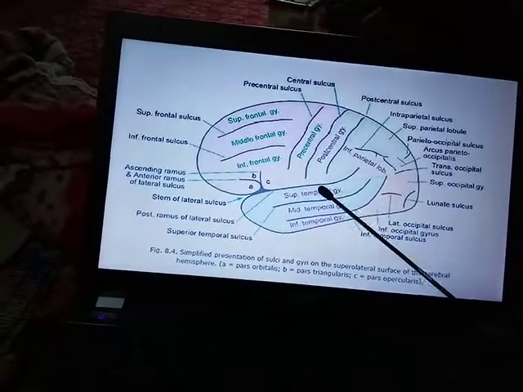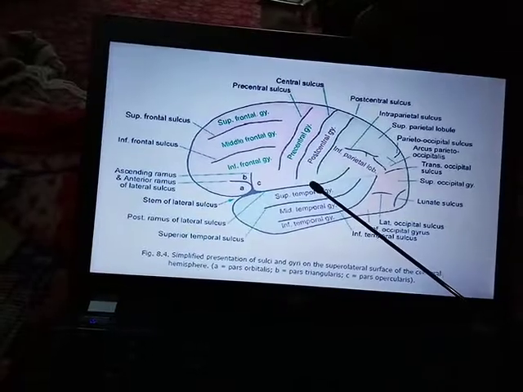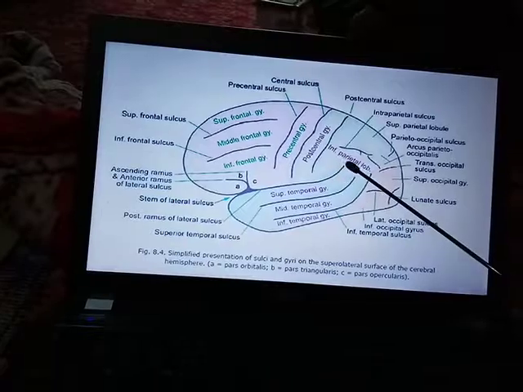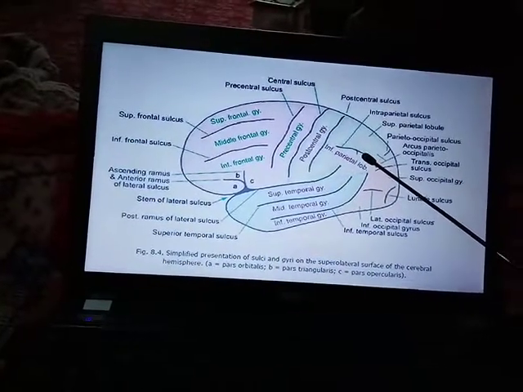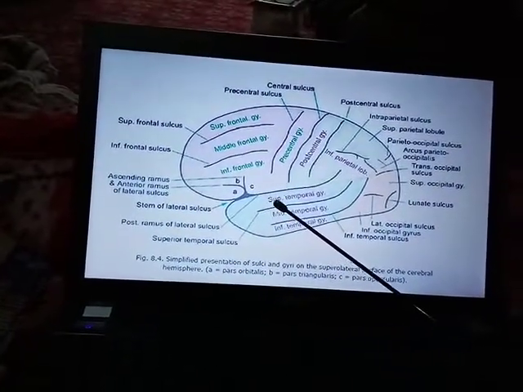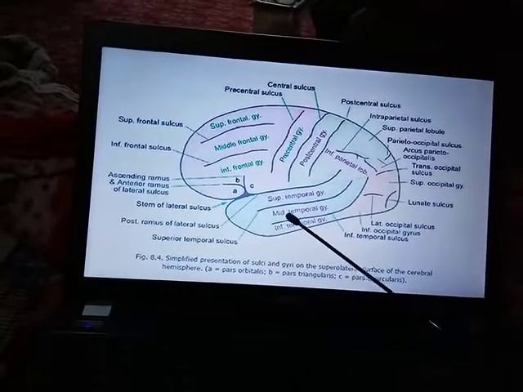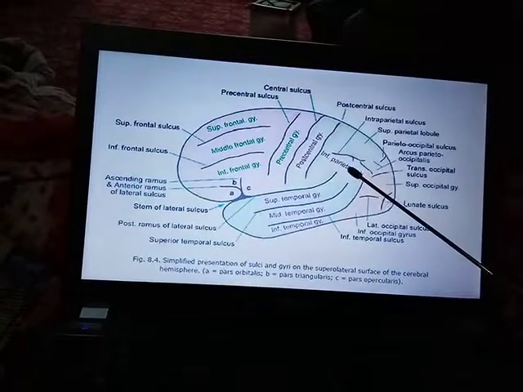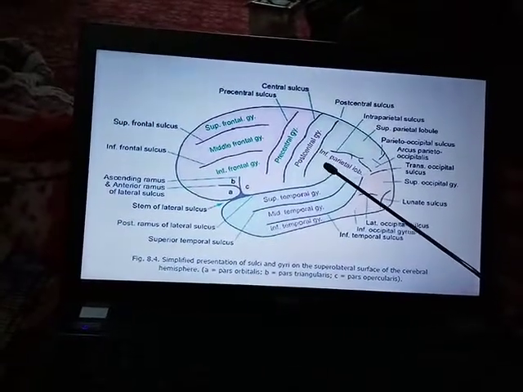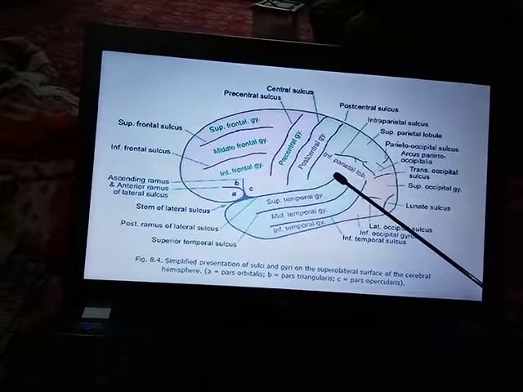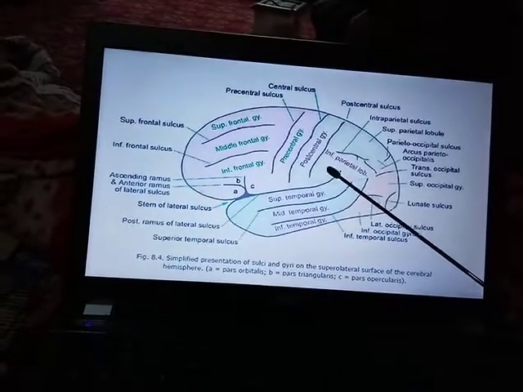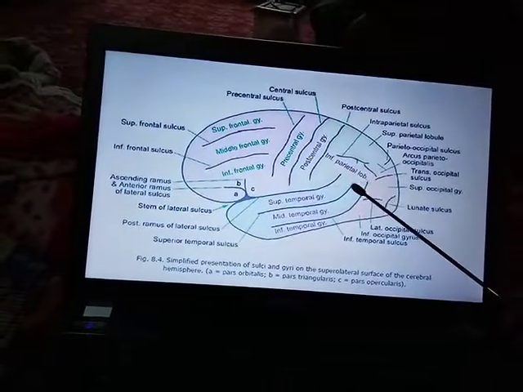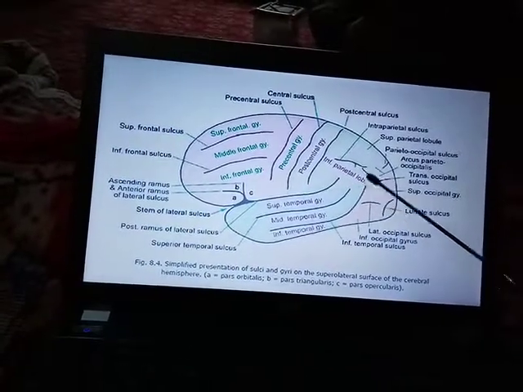I will repeat it here. This is the posterior limb of the lateral sulcus. It goes upwards and ends up in the inferior parietal lobule. Then you have the superior temporal sulcus and the inferior temporal sulcus. They again end up in the inferior parietal lobule, and the area of the inferior parietal lobule which is covering this here is called the supramarginal gyrus. Here it is called the angular gyrus, and here arcus parieto-occipitalis.